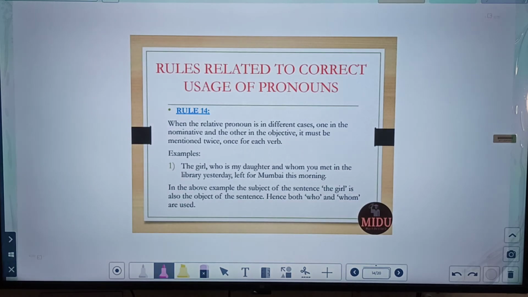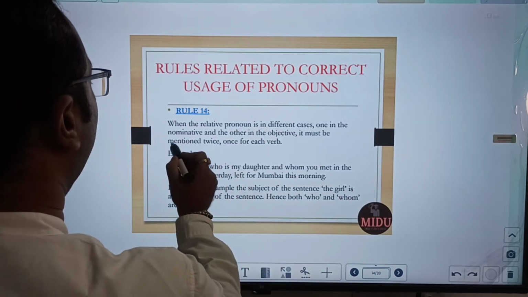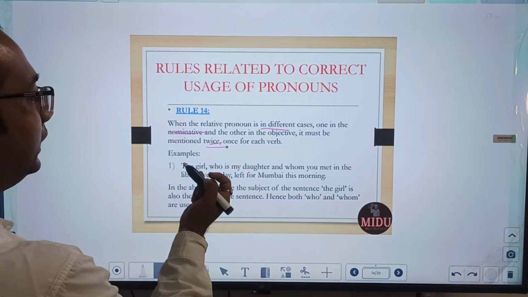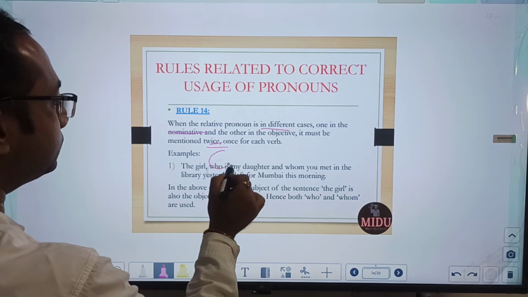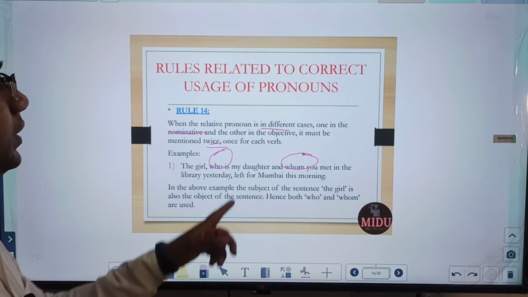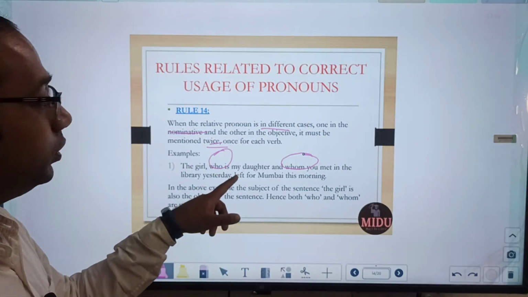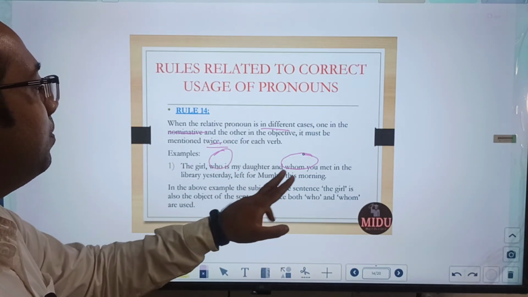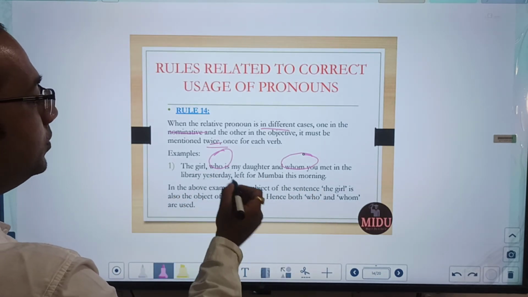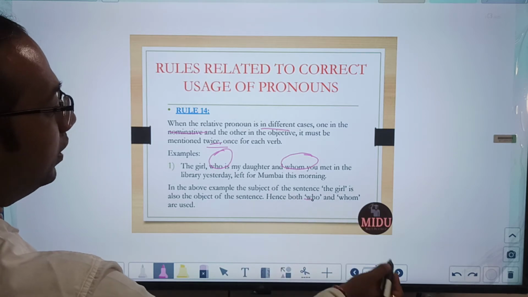When the relative pronoun is in different cases, one in the nominative and the other in the objective, it must be mentioned twice, once for each verb. So whenever cases are different, one is nominative, another is objective, mention it twice. Let us see. The girl who is my daughter and whom you met in the library yesterday left for Bombay. So see, this is nominative, who is my daughter, and another is objective. It should be mentioned twice. In the above example, the subject of the verb, the girl, is also the object of the sentence. Hence, both who and whom are used.